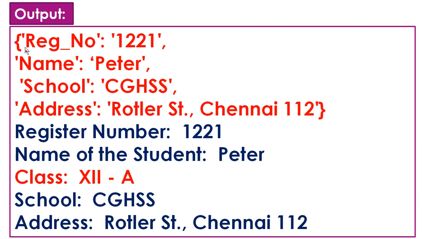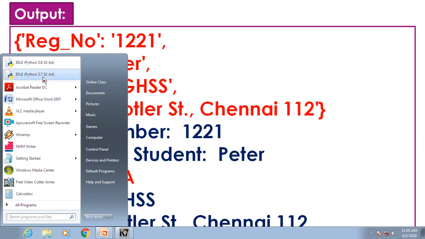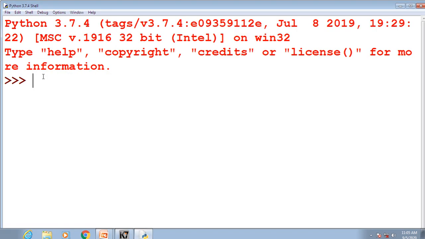First of all, we print the entire dictionary: register number, name, school and address. Then we print the register number and name of the student. After this, we add the class value. This is the newly added value, printed here, class colon 12A. School name and address are printed here. So the newly added element is printed here. Now we are going to check this example by using the IDLE window.